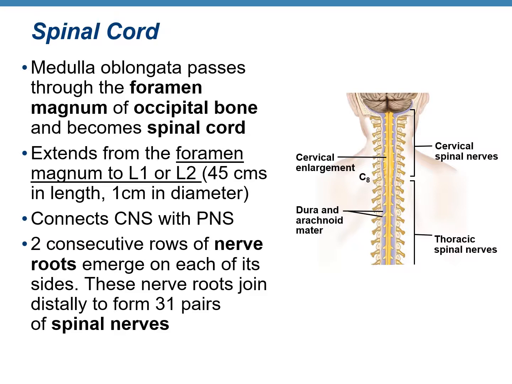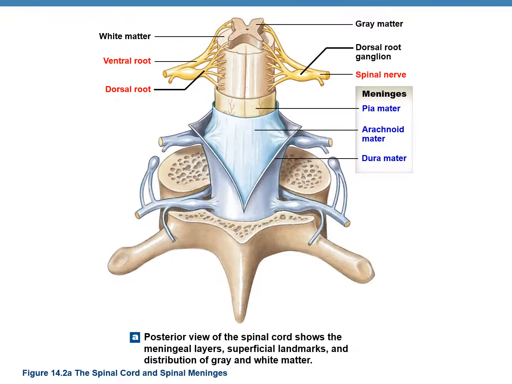There are two nerve roots that emerge on each side of the spinal cord, and these nerve roots would join to form 31 pairs of spinal nerves. This figure shows the posterior view of the spinal cord. As you can see, there is a ventral and a dorsal root on each side. That means on the left as well as on the right side, you will see the two roots, and these roots would join to form the spinal nerve.